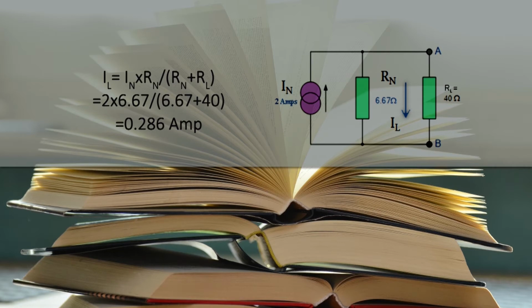So you are applying the current division rule and you can easily calculate the value of load current. The value of Norton current is 2 ampere, Norton resistance is 6.67 ohm, and load resistance is 40 ohm. Just put all the values in this equation, so you are able to calculate the value of the load current IL. It comes to 0.286 ampere.